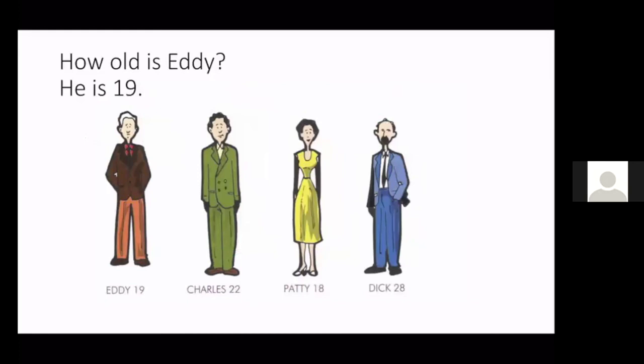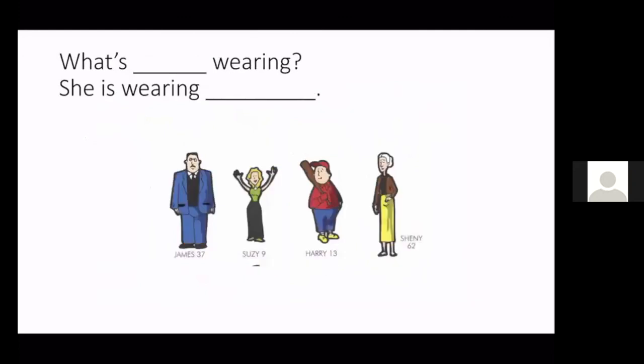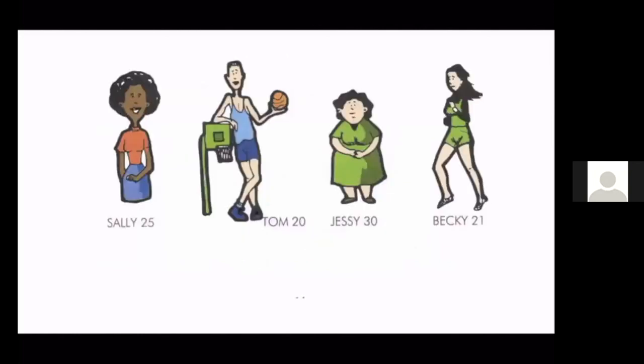Then you have this other exercise. How old is Eddie? And the same thing. How old? What's Patty wearing? She's wearing a yellow dress. If they have their cameras on, hopefully some will, you can always ask other people, like, what's Majo wearing, or what's Lucrecia wearing? And then come to the exercises.